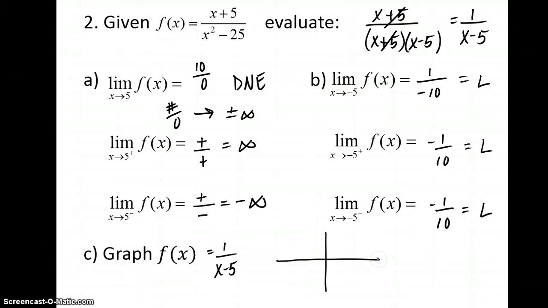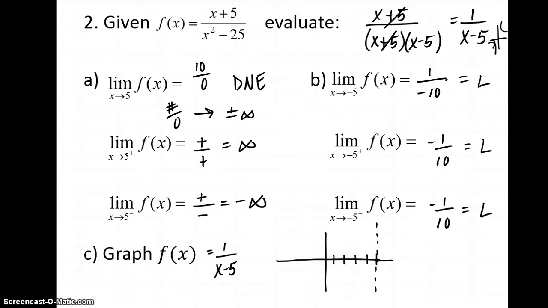The limits give us a lot of information about the behavior of the function. I would have 1 over x minus 5. 1 over x, my parent function, is the inverse. It's a horizontal shift of 5 units to the right. So my vertical asymptote has shifted to the right.